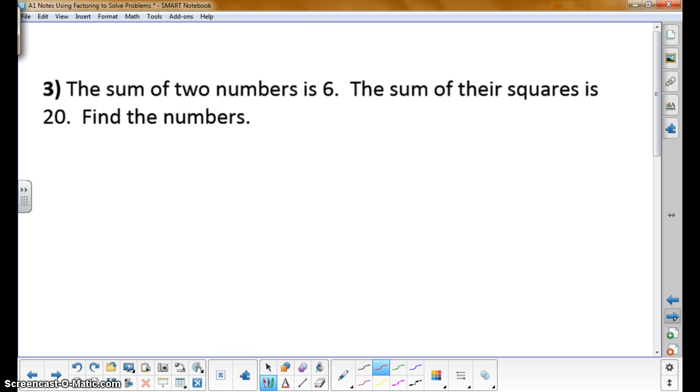Okay, let's go on to the next problem. The sum of two numbers is 6. The sum of their squares is 20. Find the numbers. So, how are we going to do this?